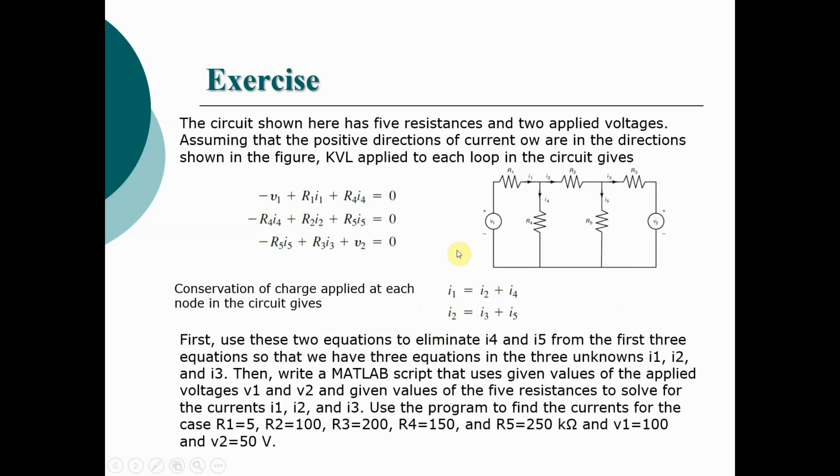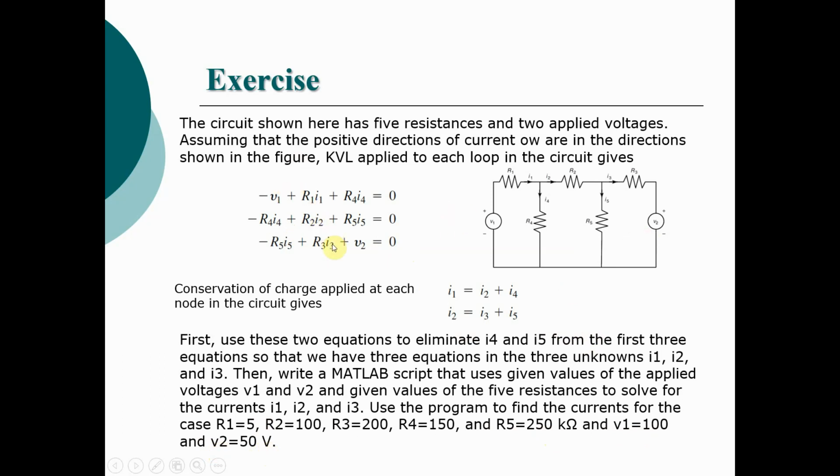Another system of equations here. How many unknowns do we have? We have V1, I1, I4, I2, and I5, and I3, and V2. So we have V1, V2, and I1, I2, I3, I4, and I5. We have these three equations and these two equations, right? And the values for the r's are given. Actually, sorry, V1 and V2 are not unknown. They are known. So we know what V1 and V2 are.